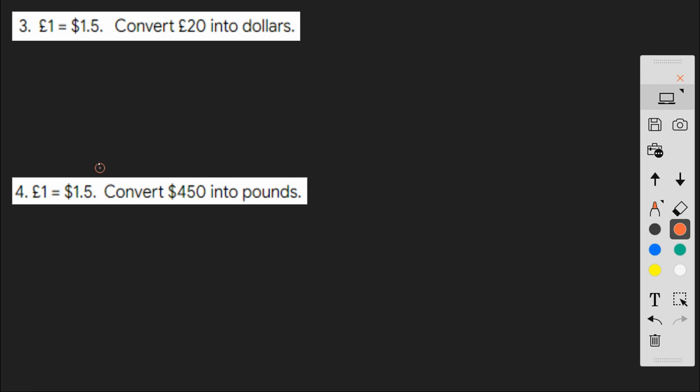Okay, questions 3 and 4. We've got 2 currency conversions here, and I'm going to solve them as I have done in the past using a ratio table. And the information that we're given is that £1 represents $1.5.